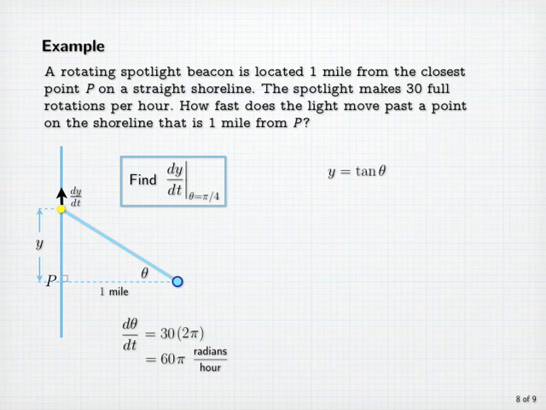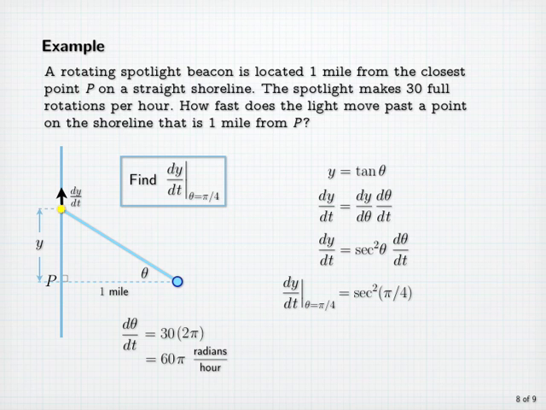Now we differentiate each side of that equation with respect to t. dy/dt equals dy/d theta times d theta/dt by the chain rule, and since the derivative of the tangent function is secant squared, dy/d theta is secant squared theta, and so dy/dt is secant squared theta times d theta/dt. And so dy/dt when theta is pi over 4 equals secant squared of pi over 4 times d theta/dt, which is 60 pi.